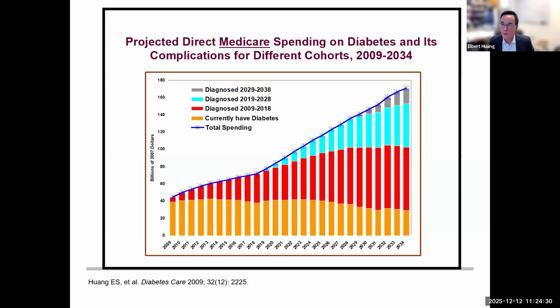What would happen to Medicare spending on diabetes from 2009 to 2034? And each of the colored sections represents a different generation. So this red group is the baby boomers. And so the projection includes both the natural history of disease, but also accounts for population dynamics. And we projected that costs of diabetes care for Medicare would triple from 2009 to 2034 based on what we knew about diabetes care in 2009.